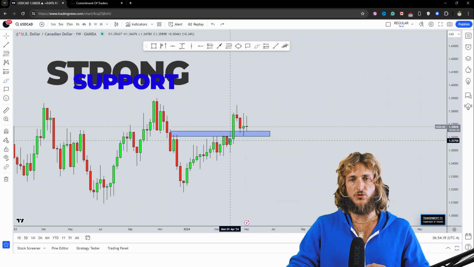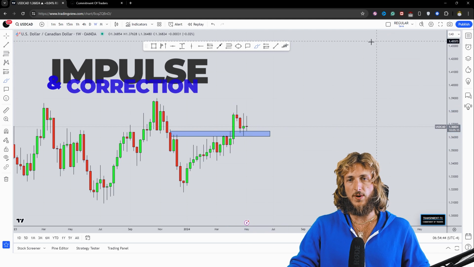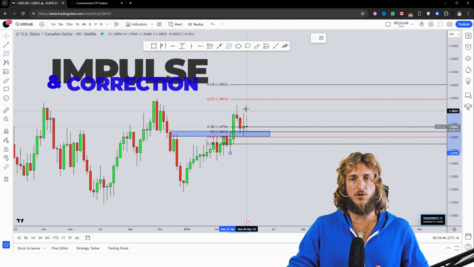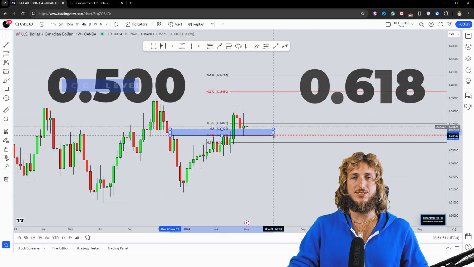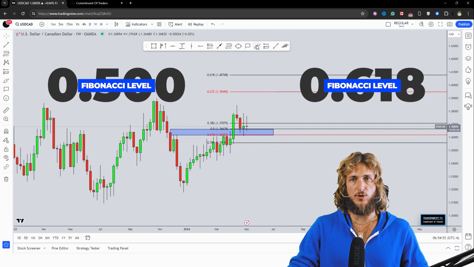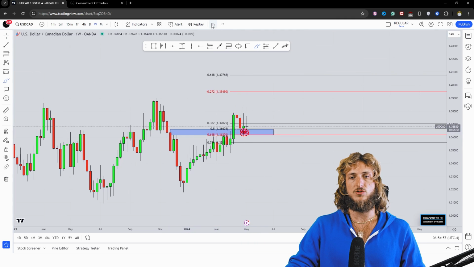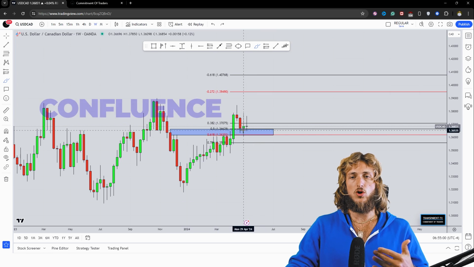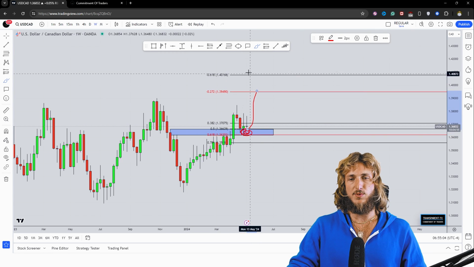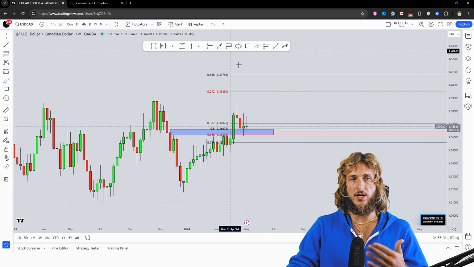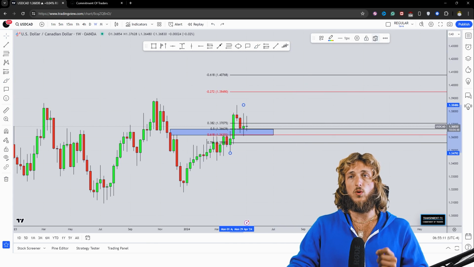And what we can also notice is that since we have an impulse and a correction, if we want to measure this correction, we have to take our Fibonacci from the low to the high of the impulse leg. And if we do that, we can see how we have the 50% and 0.618 Fibonacci retracements, which are lining up perfectly with this previous resistance turned support, therefore creating a confluence of support exactly inside of this zone, from which we could in fact expect this market to potentially reject to the upside. So the weekly time frame as well seems quite bullish.